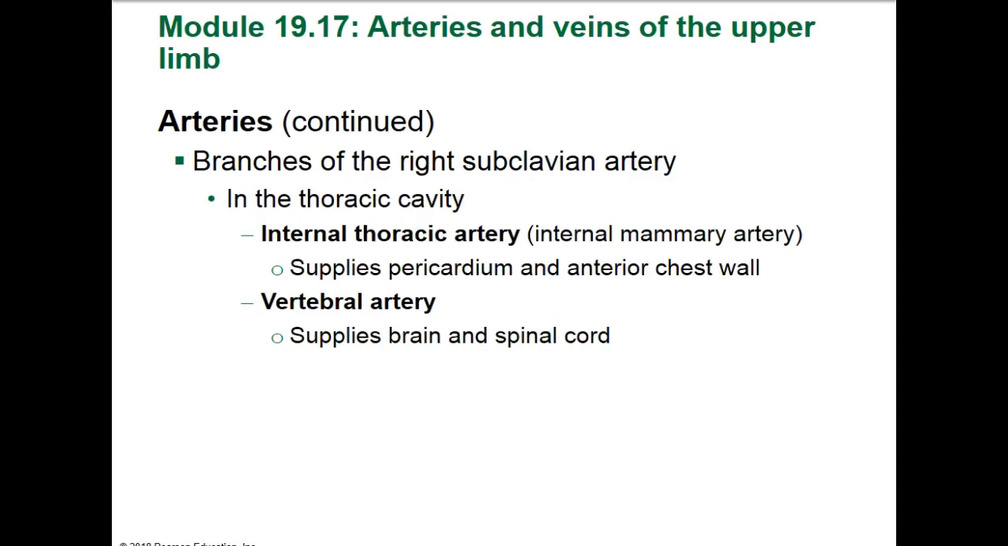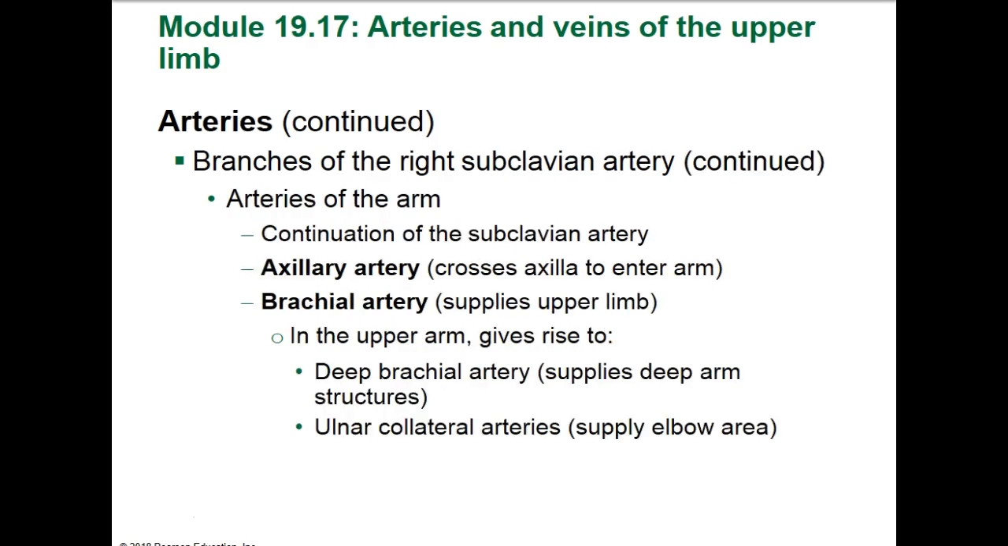Okay, branches of the right subclavian. In the thoracic cavity, you have the internal thoracic artery that supplies the pericardium and the anterior chest wall, and the vertebral artery that supplies the brain and spinal cord. Then we move to the arteries of the arm. These are a continuation of the subclavian artery. You have the axillary artery that crosses the axilla to enter the arm. You have the brachial artery supplying the upper limb.